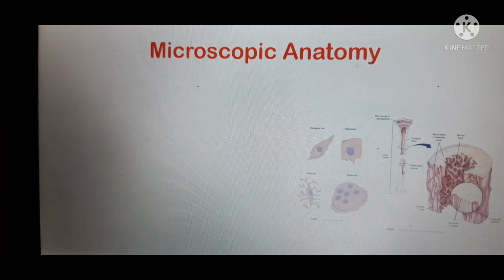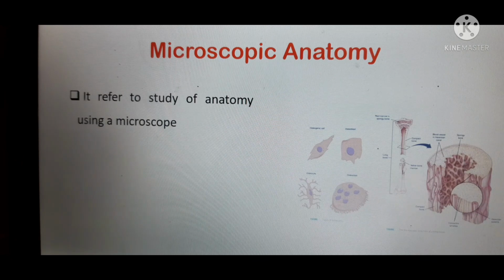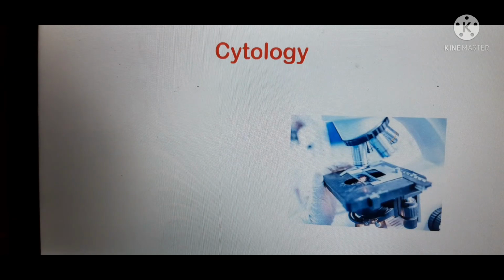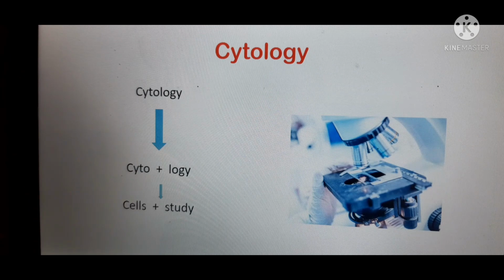Next branch is microscopic anatomy. What is microscopic anatomy? It refers to the study of anatomy by using a microscope. It is further subdivided into 2 branches. One is cytology and the second one is histology. So what is cytology? The word cytology is a combination of 2 Greek words, cyto plus logi, which means study of cells. So cytology means the study of cells, which we can study with the help of a microscope.